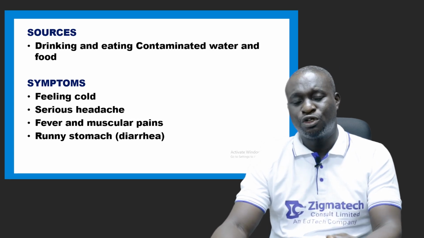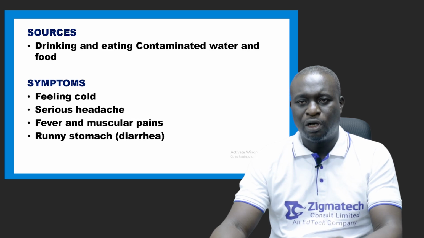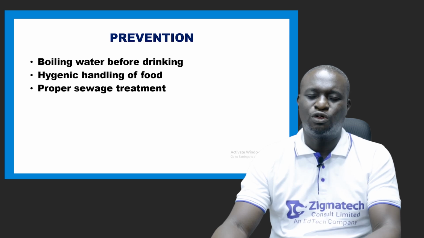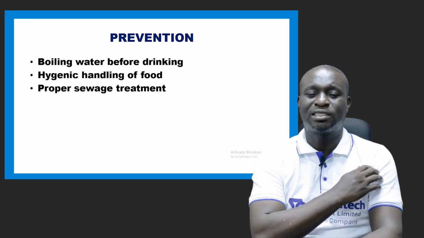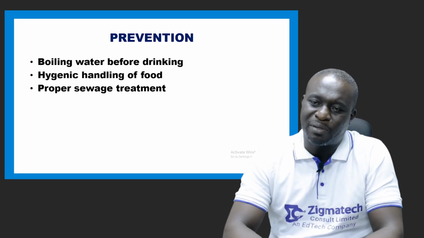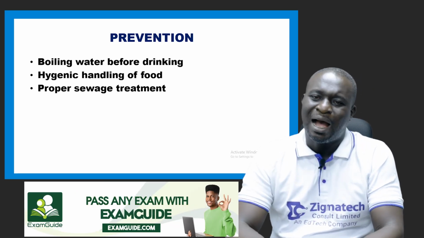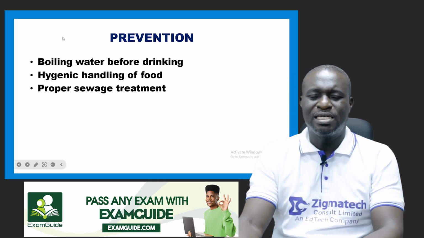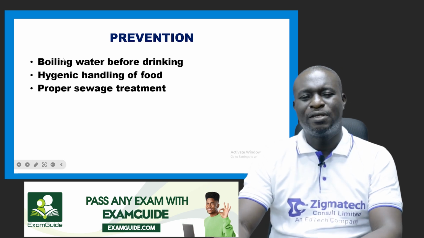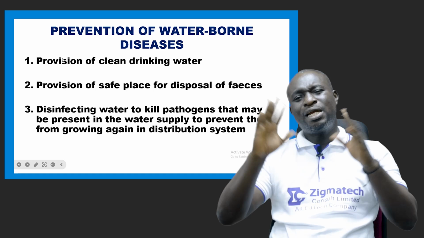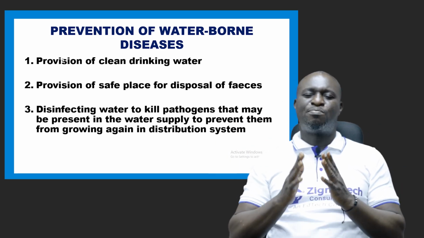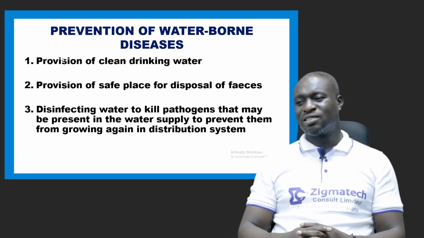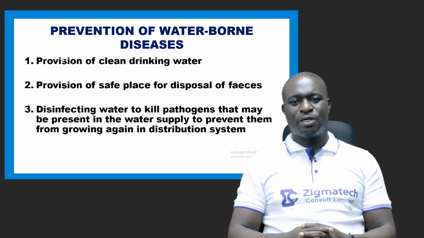So typhoid can be gotten not just by food, but you can also get it through drinking contaminated water. Now, how do we prevent typhoid? Typhoid can be prevented by boiling water before you drink it, hygienic handling of food, and proper sewage treatment. These are some of the ways we can prevent typhoid. Now, in general, how do we prevent waterborne diseases? Waterborne disease is prevalent mostly in developing countries.